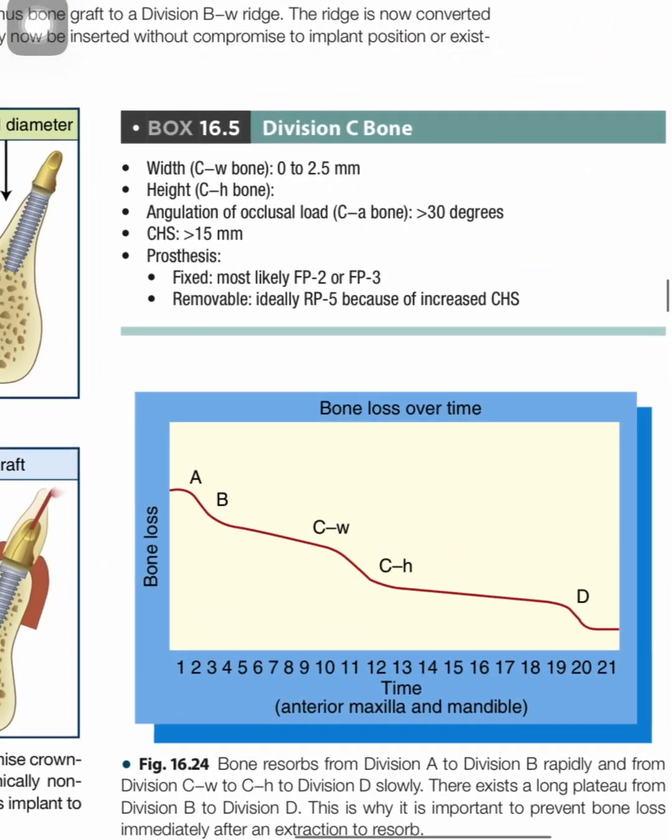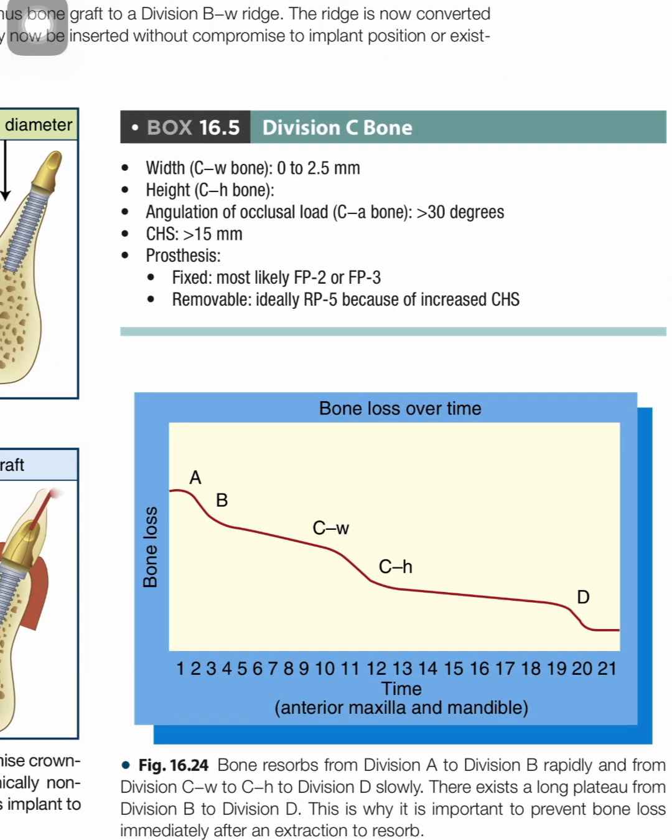Let's see the dimensions of the division C bone. Width is 0 to 2.5 millimeter. Height, C minus H bone. Angulation more than 30 degrees. Crown height space more than 15 mm. Prosthesis most likely FP2 or FP3. Removable RP5 because of increased crown height space.